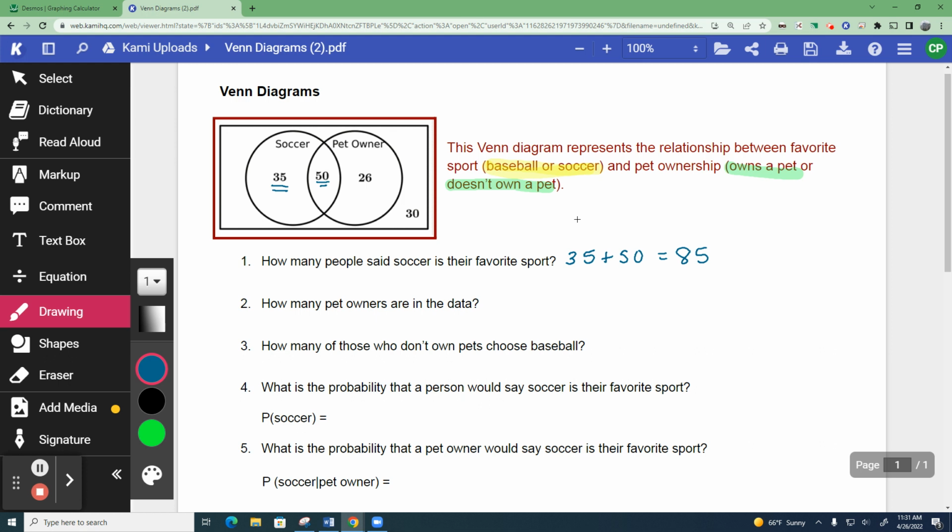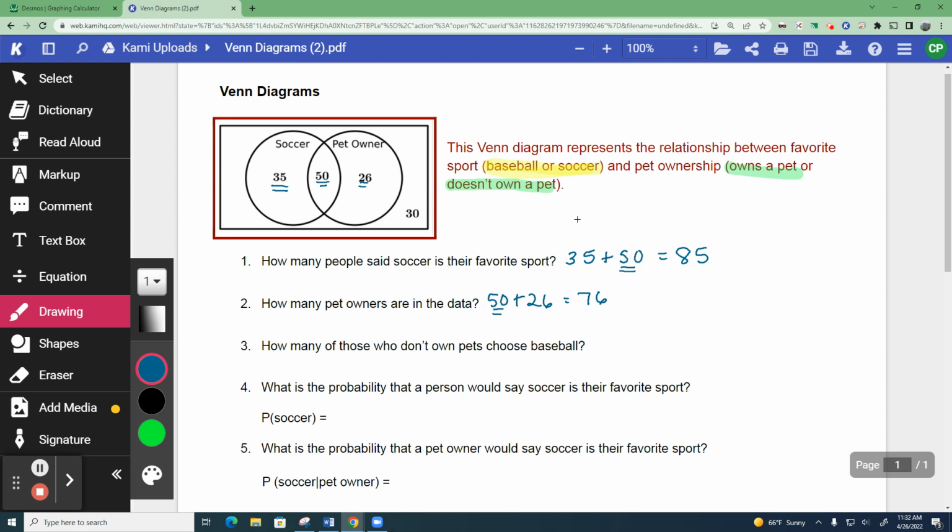How many pet owners are in the data? Well, there's 26 pet owners out here that don't like soccer, and there's 50 pet owners that do like soccer. So how many pet owners are there? 50 plus 26 equals 76. Now notice we've double counted those 50 in the middle that are both pet owners and like soccer. And that 50 shows up here and it shows up here.